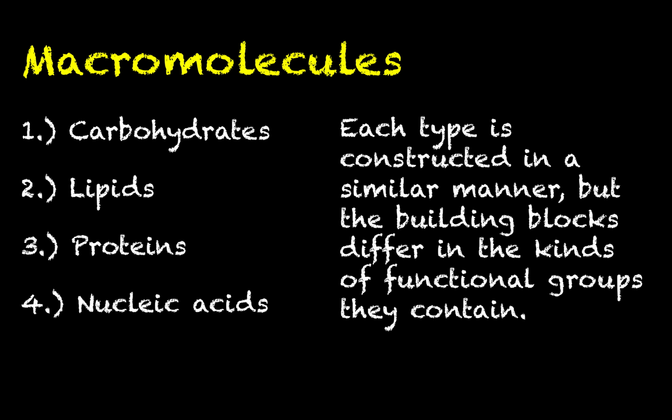And what we're going to see is that each type, generally speaking, is constructed and deconstructed in a very similar manner. What's going to make each type of macromolecule very different from one another, however, is the type of building block that is used to make them, and more specifically, what type of functional groups those building blocks tend to contain.